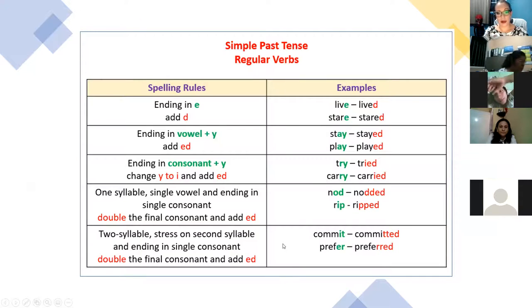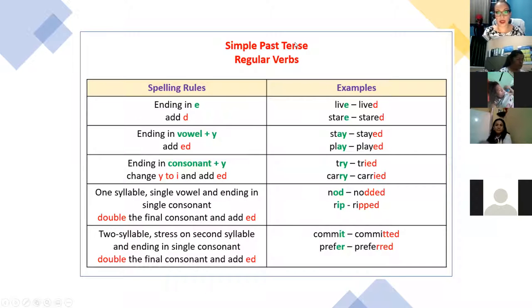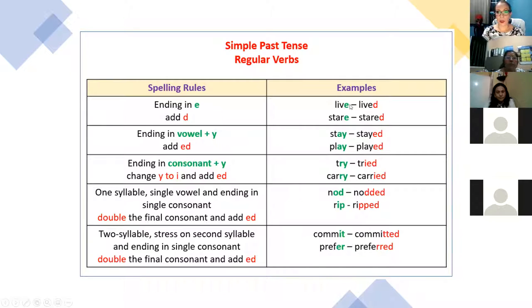About this, we have this chart. Remember that for simple past tense with regular verbs, we have some spelling rules that we have to put into practice. For verbs that end in E, we just add D, right? For example, the verb live, to make it past, we just add the letter D. The same with the verb stare, you just add D. If the verb ends in vowel plus Y, we add ED. For example, stay, stayed. Play, played. But if the verb ends in consonant plus Y, we change the Y to I and add ED. For example, try.